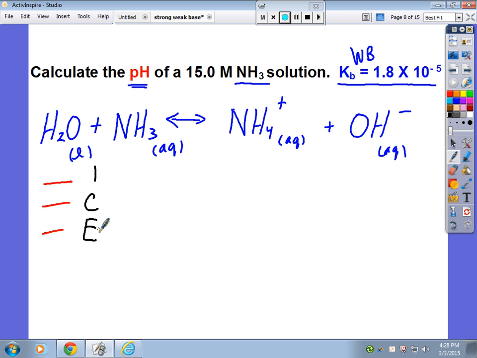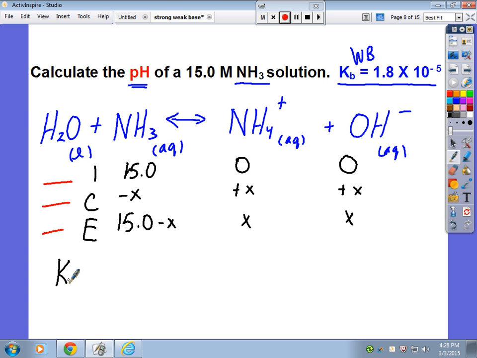And what's my molarity? 15 molar. Right? And I have none of this and none of this. This is going to go down. And by the way, this is balanced. Okay? And this is going to go up by x. So here I have 15 minus x. This is x, and this is x. So I'm going to go ahead and write a Kb equation, right? An equilibrium, but it's Kb.